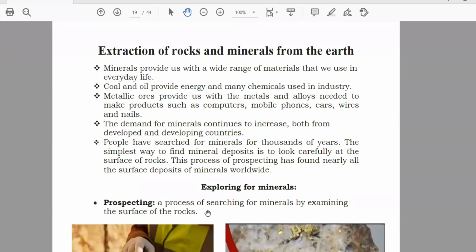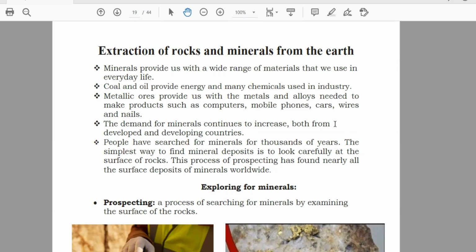Okay. Now the topic is extraction of rocks and minerals from the earth. Whenever you want to do the extraction, you will not start the extraction directly. First of all, you should do some research, make a study, and make some experiments, and then you will make sure that you have the minerals you require in this area. Then you can start.